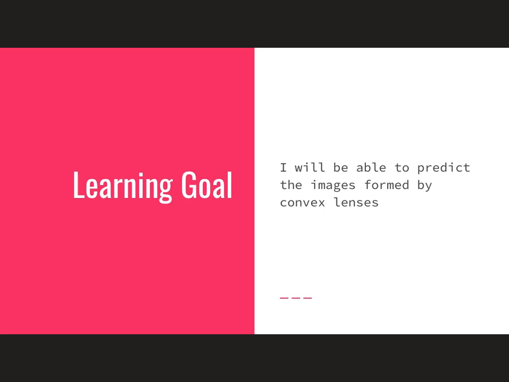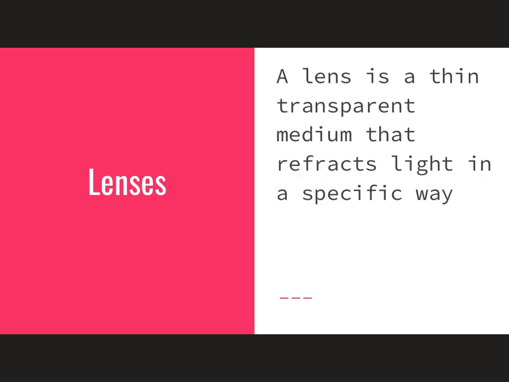So sometimes that can be used to make an image larger. Sometimes it can be used to bring an image into focus. It can be used in combination with other lenses to make far away things seem closer, or smaller things seem larger. So a lens is any sort of thin, transparent medium that refracts light in a specific way.